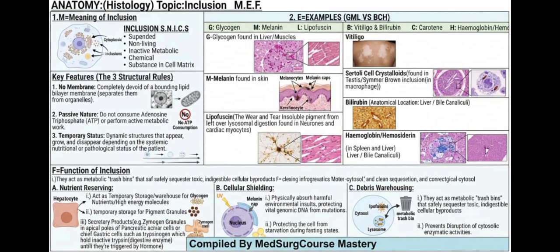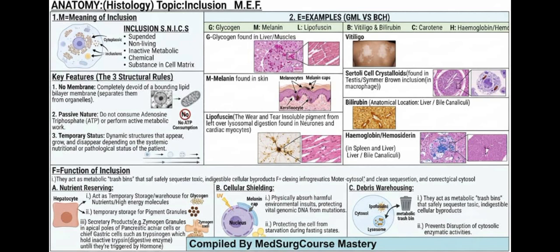All right. So that's where we'll end it here. But before we end, we run through it again. What's the acronym for the function of inclusion? NDC. What's the acronym for the examples of inclusion? GML versus BCH. That's correct. What's the acronym for the meaning of inclusion? NICS. Good.